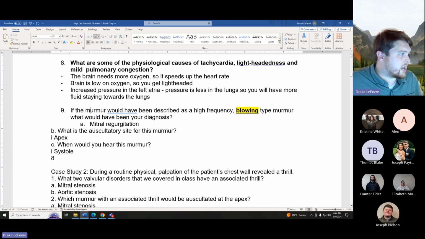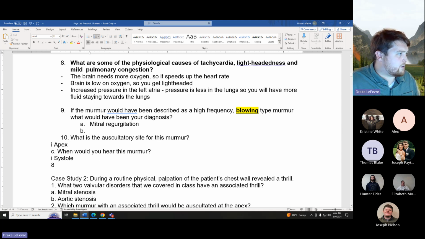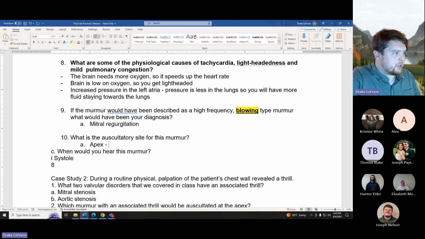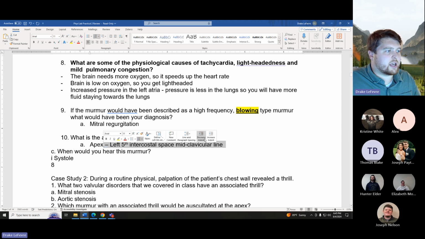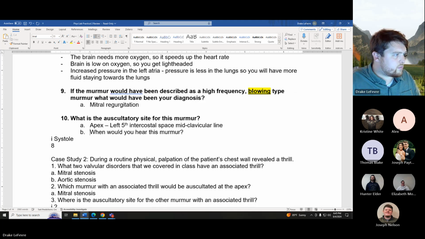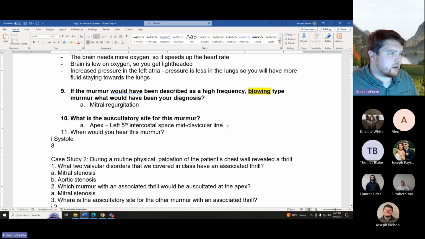What is the auscultatory site for this murmur? Again, I wrote apex, but a better answer would be the left fifth intercostal space, mid clavicular line. You'll get a bunch of questions just like, where do you listen to this valve? Where do you listen to that valve? Where is this thing located? You'll have a handful of questions just like that.